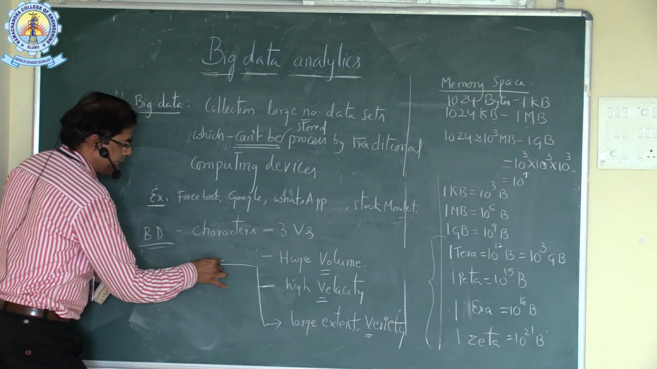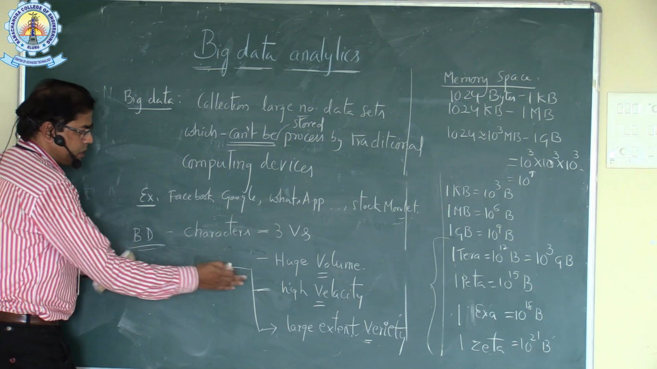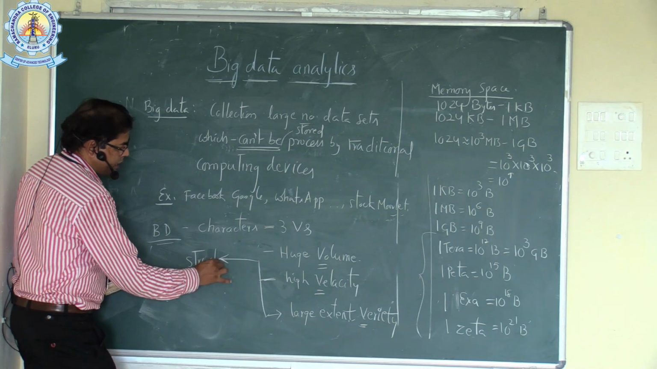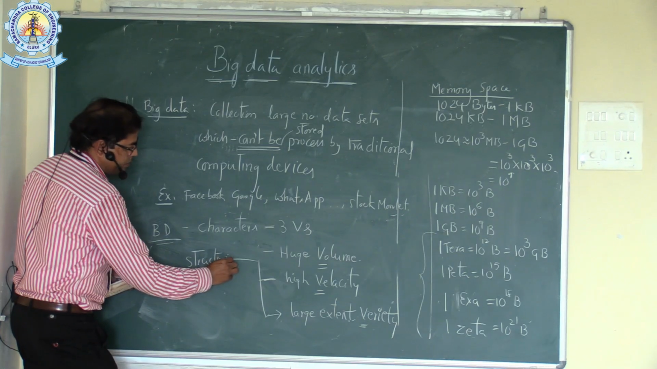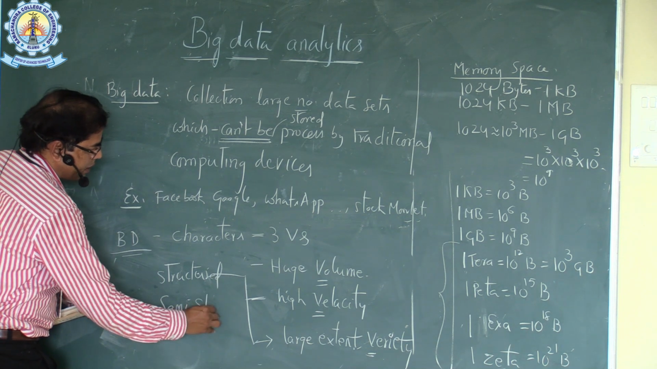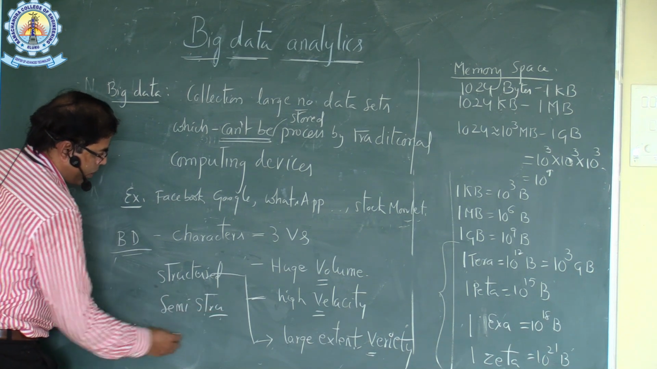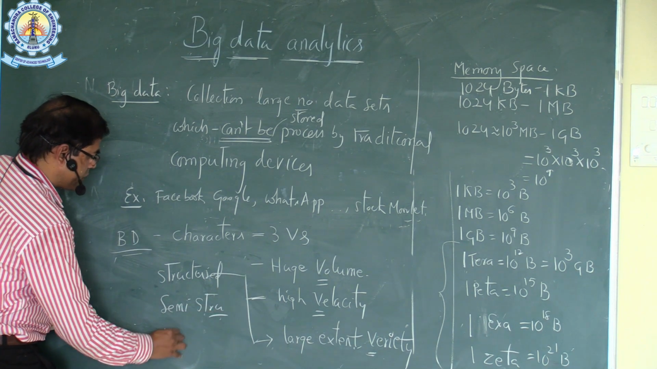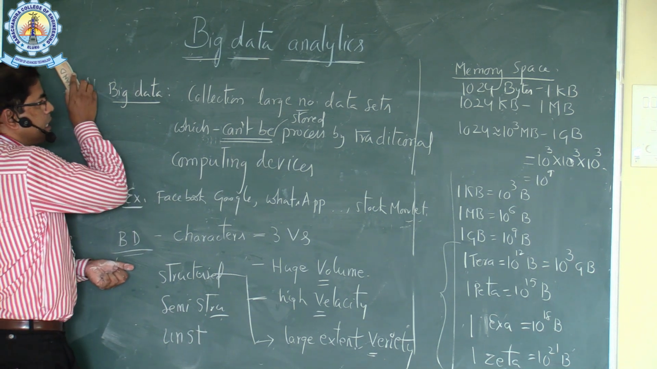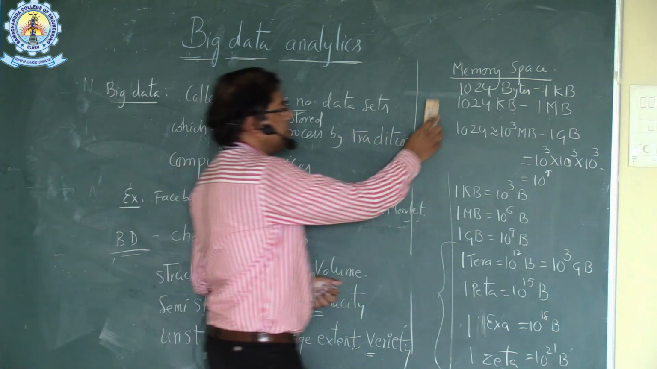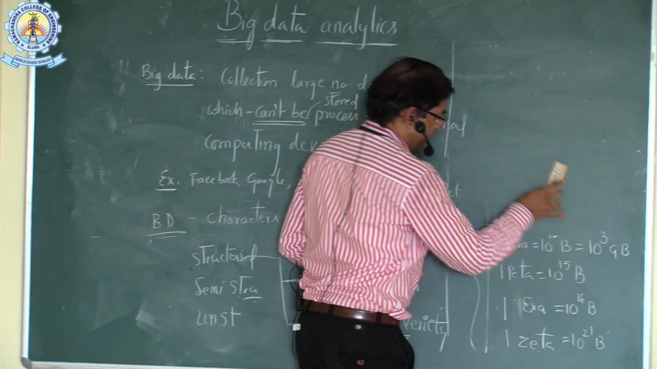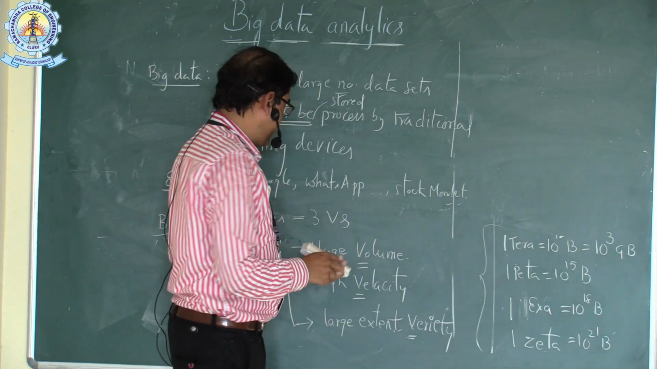Just I am coming back here. What is variety? This variety of data may be structured data, or semi-structured data, or unstructured data. Now I am coming back to semi-structured and unstructured data. Just I am erasing this point. This huge data, I am keeping it here.